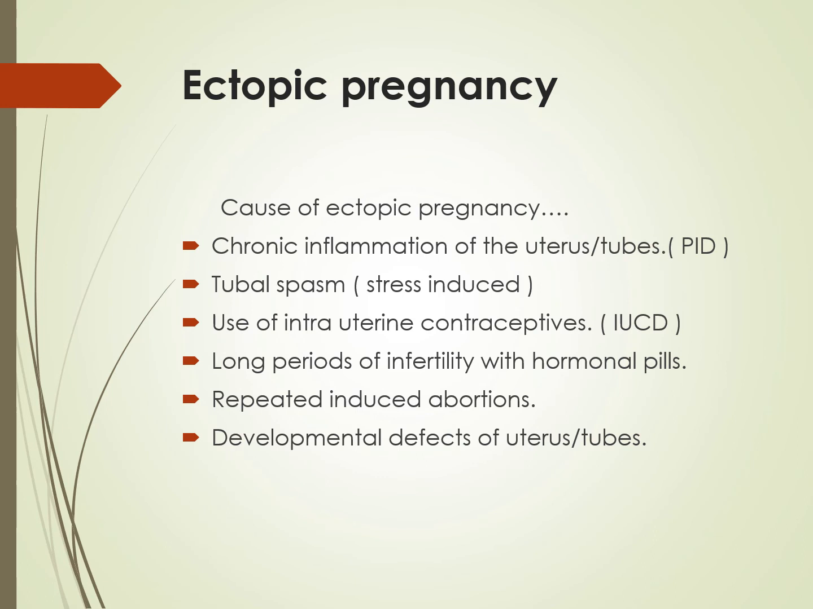Causes of ectopic pregnancy. Why does the fertilized ovum choose to grow outside the uterus cavity? Why does it choose to implant itself in the fallopian tubes? The reasons are very interesting. The first reason is inflammatory diseases, chronic inflammations of the uterus. One of the reasons for chronic inflammation of the uterus can be the use of intrauterine contraceptive devices. Long duration use of intrauterine contraceptive devices is a known cause for ectopic pregnancies. And along with that, the use of hormonal pills to prevent pregnancies. These two are the leading, most important causes for ectopic pregnancy.